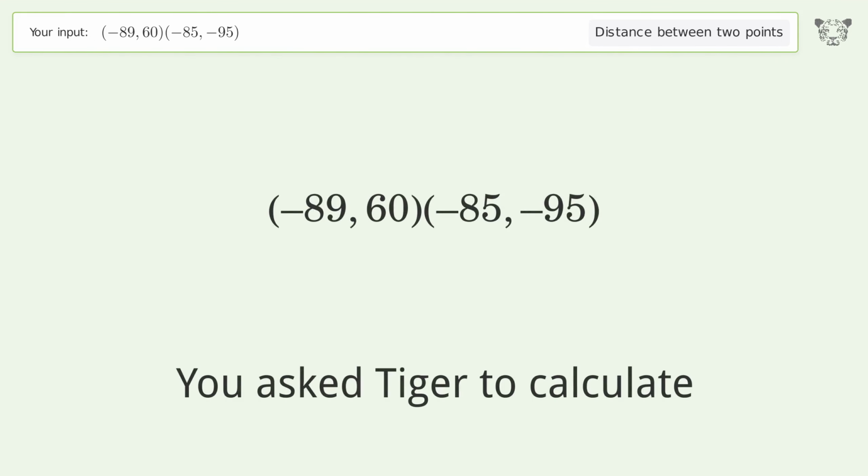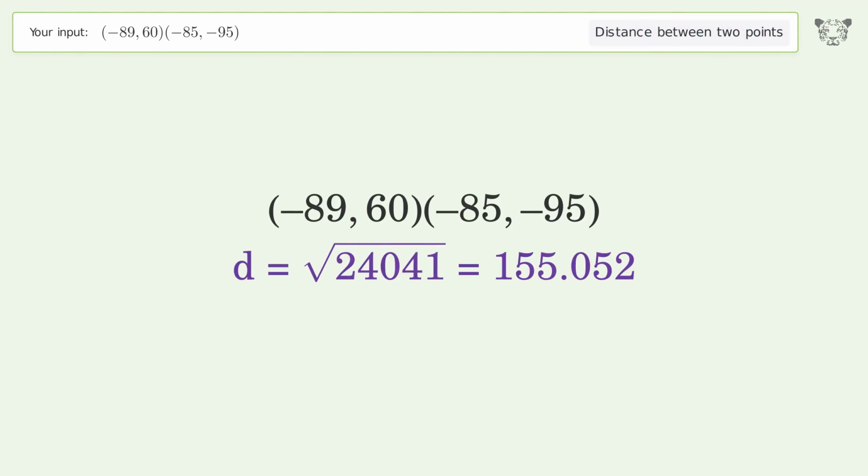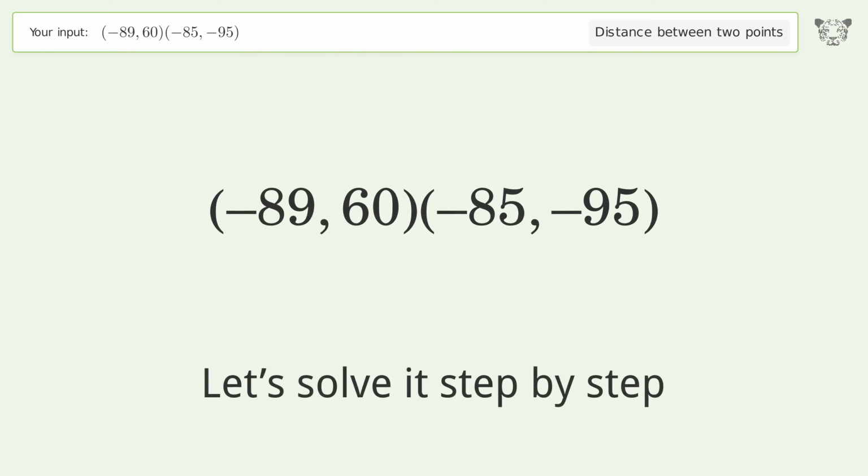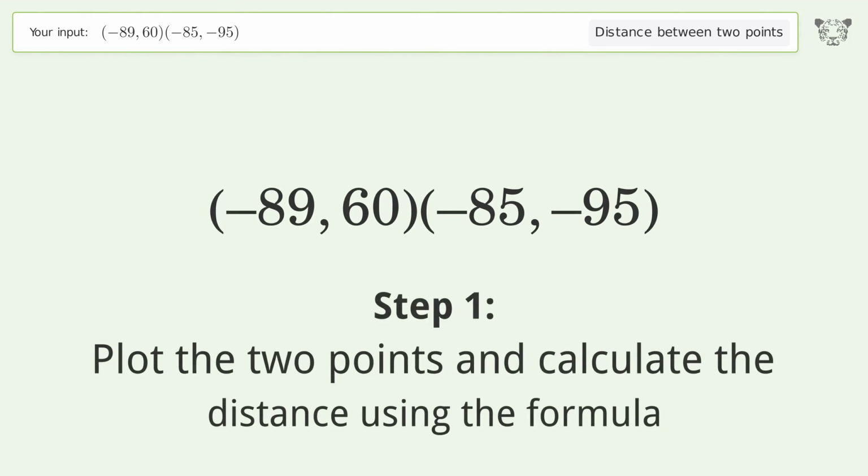You ask Tiger to calculate. This deals with the distance between 2 points. The distance between the 2 points is the square root of 24,041, or 155.052. Let's solve it step by step. Plot the 2 points and calculate the distance using the formula.